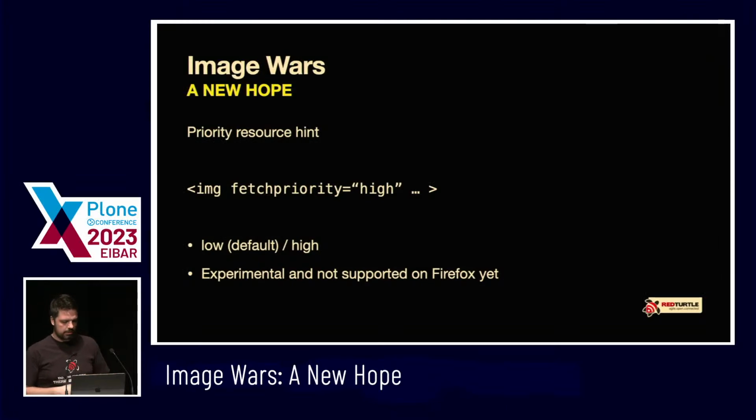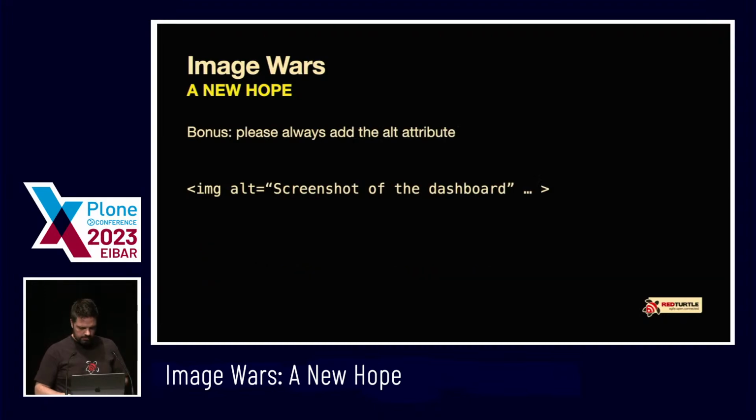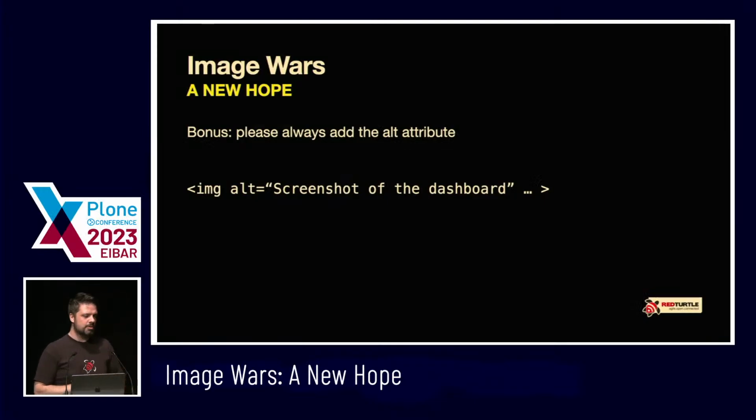Okay, so the things that we saw until now are all the main, efficient tools that we have to do image optimization. And there's an extra one, which is not necessarily for performance, but it is very important, which is alt attributes. Please, please, please add alt attributes.